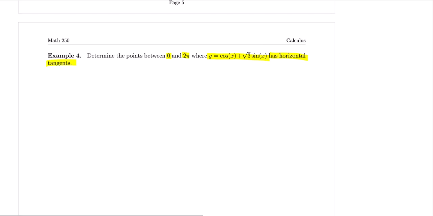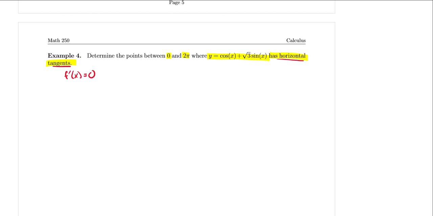Okay, well, once more, if we see a horizontal tangent, that means that we're looking for the places where the derivative is equal to 0. So, or in this case, y prime is equal to 0. So what are going to be these x values?